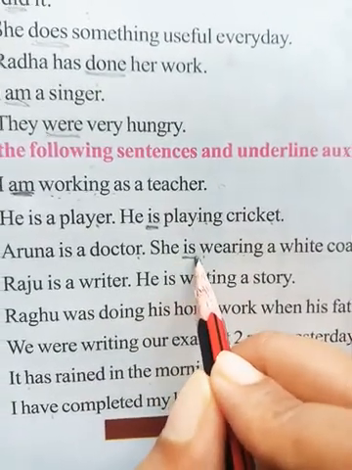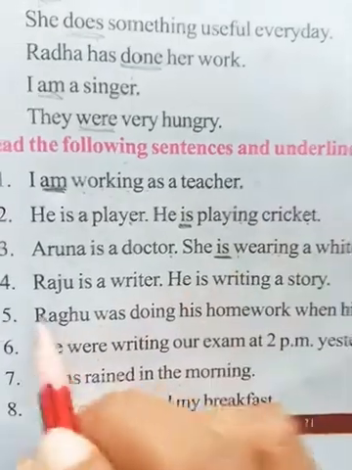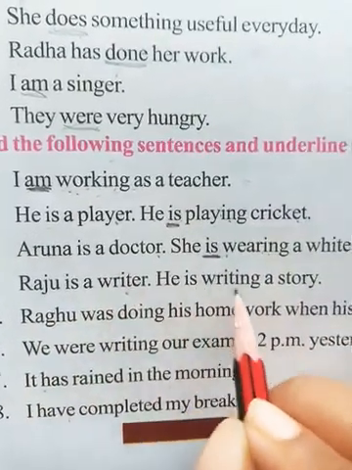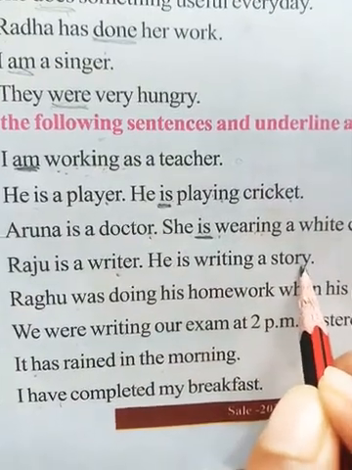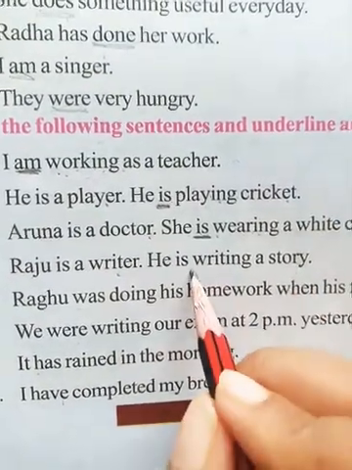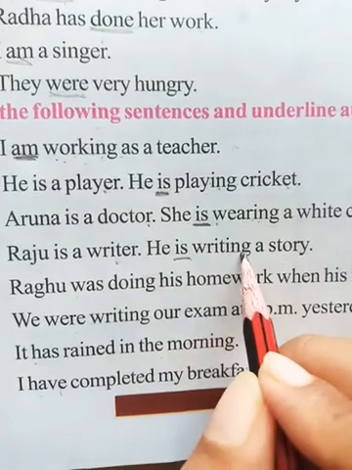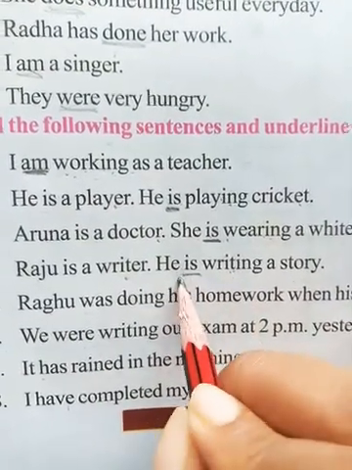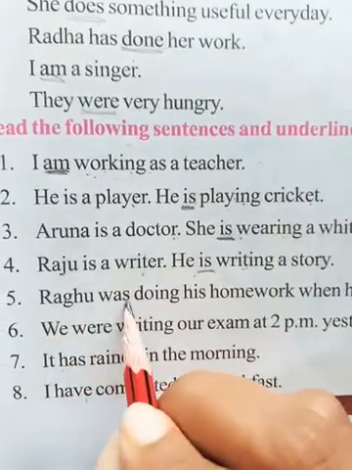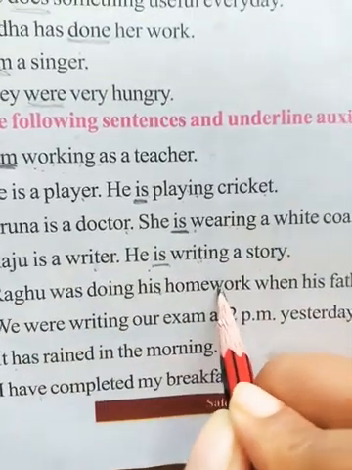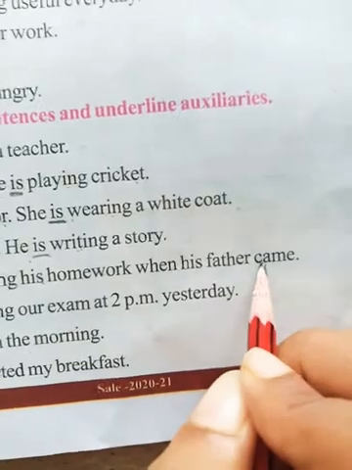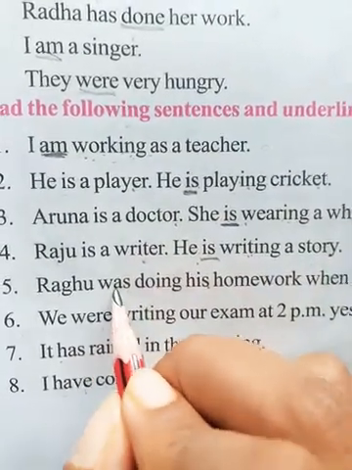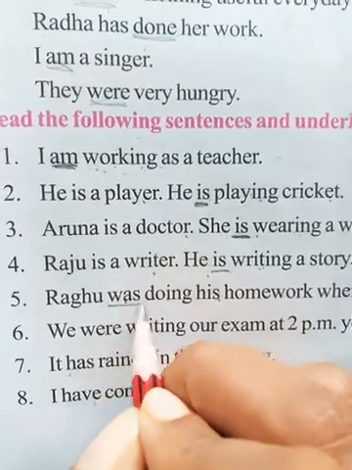So is auxiliary verb. Next, Raju is a writer. He is writing a story. So is again, writing is verb, main verb. Is helping writing, main verb. So is auxiliary verb. Raghu was doing his homework when his family came. So here doing is main verb. The word which is helping main verb is auxiliary verb. So was.